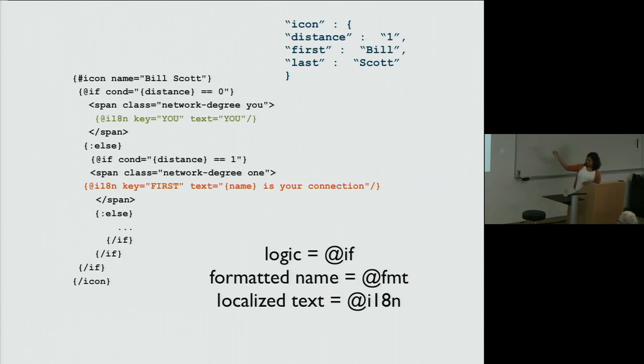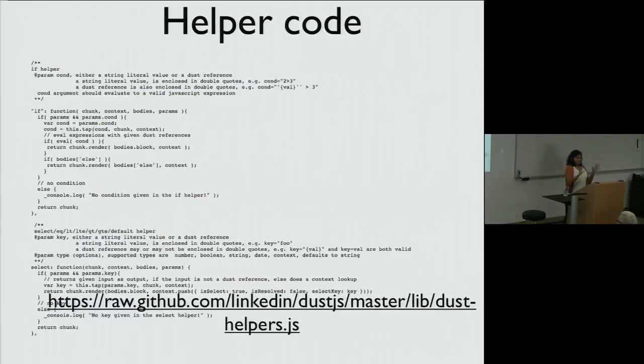So here's a couple of things. The fmt is missing because I did the presentation in the morning and I didn't bother to check, I think. So there's logic, that's the if helper, and then there's localized text, the at I18N helper. If you're wondering what the code looks like, I don't want to go into the detail, which is why I made the font size really small so that nobody could read it.